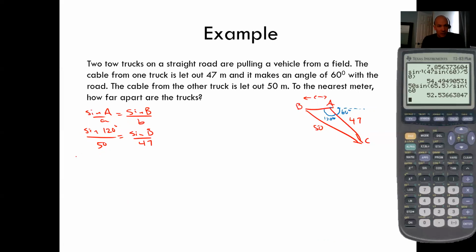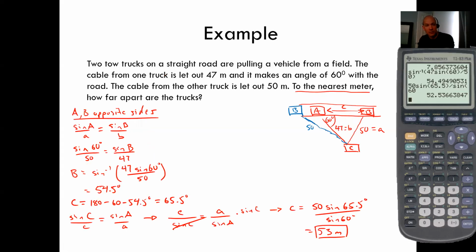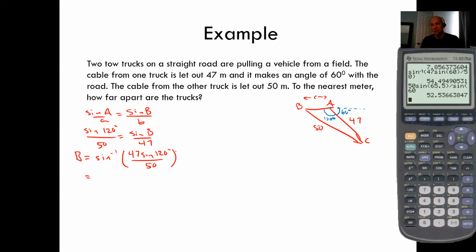I will tell you one thing, though. If you actually do the calculation, so you inverse sine, you move 47 over, and you get sine of 120, and you go over 50, and you push all that in on a calculator, I can guarantee you you're going to get the same value as we had last time. We got 54.5, and this time we'll get 54.5.